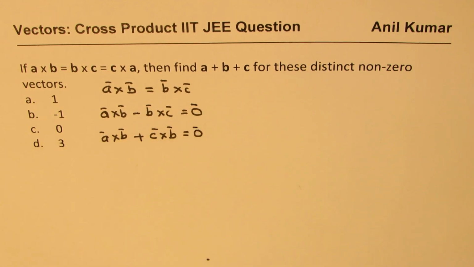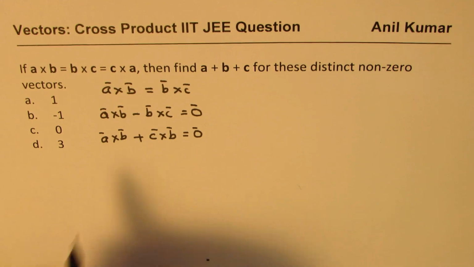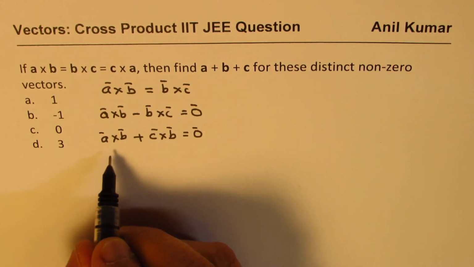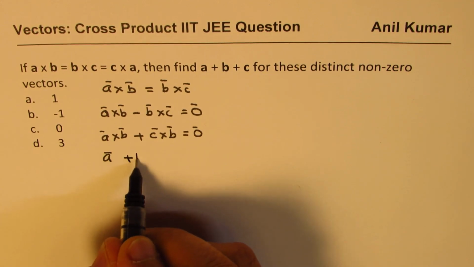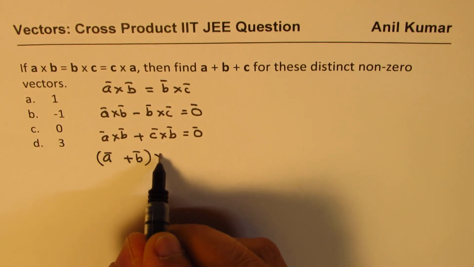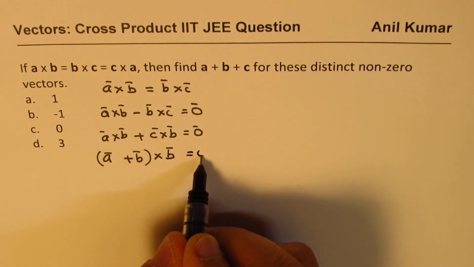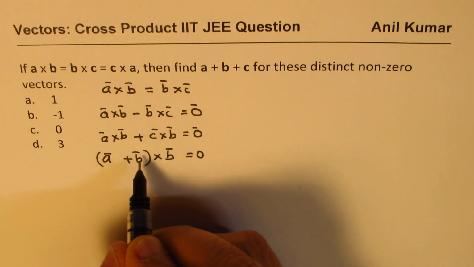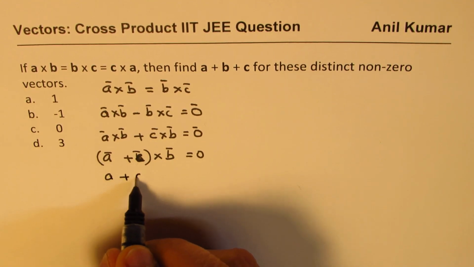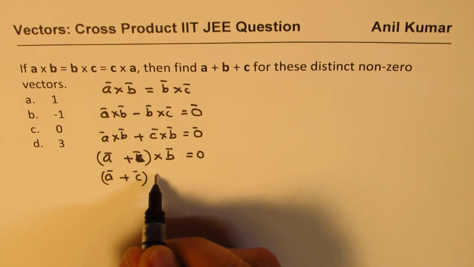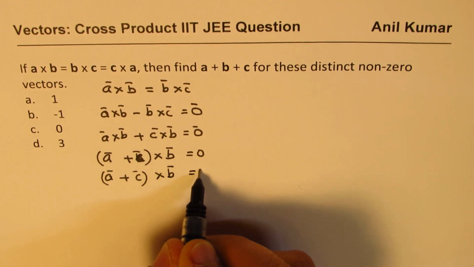Now this is a 0 vector, where the cross product is always a vector which is normal to both the vectors, correct? Now here you can apply the property of the associative law, which could work here. So we get A plus C cross B equals 0. Sorry, this is C. Let me rewrite. So we have A plus C cross B equals 0.